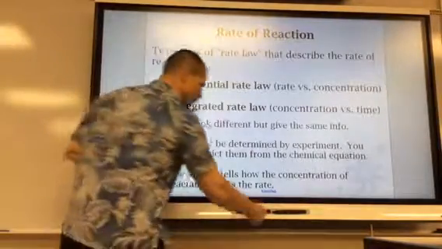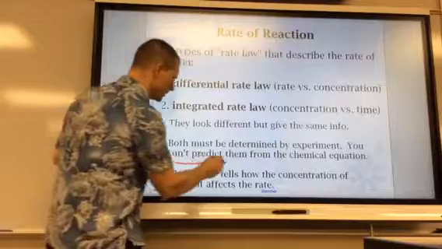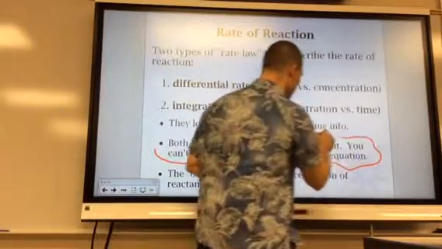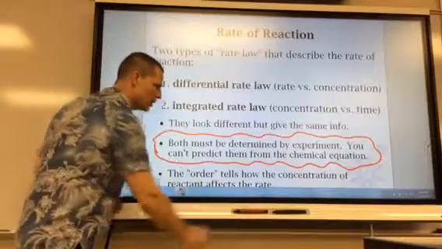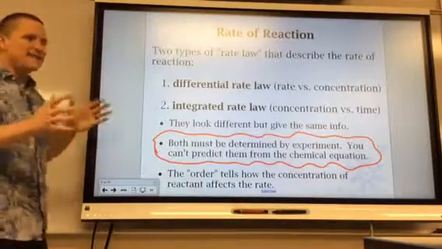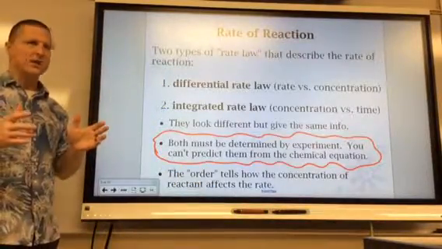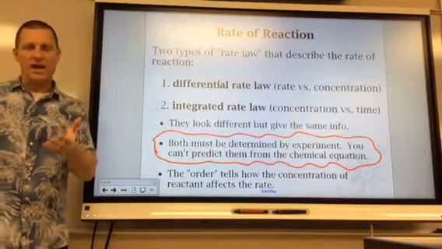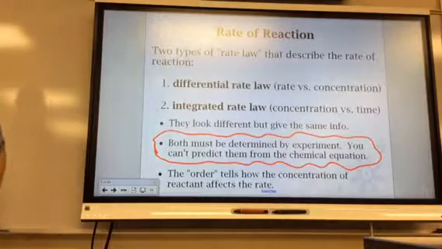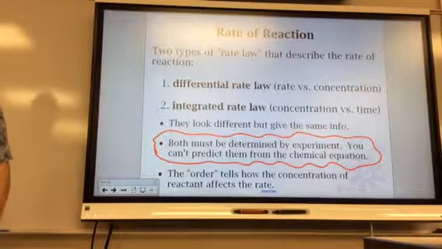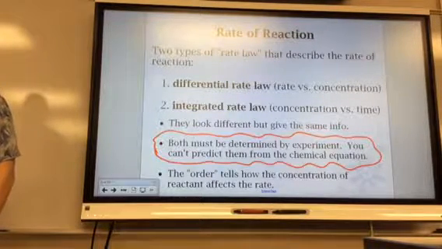Now this middle of the three bullet points, this one right here. This one, I want you to put a star next to if you write it down. You can't tell anything about the rate of a reaction by doing anything except running the reaction and measuring how fast it's going. You have to determine the rate law by experiment. There's no way you can look at a chemical equation and determine anything about the rate law.